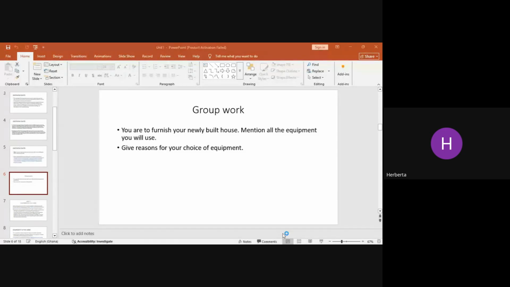Yes, I will take a bed and mattress because when I'm tired from work, I need a place to sleep. Then a sofa at the hall so that when I get visitors, they can sit on it and I can also sit on it to do other things.